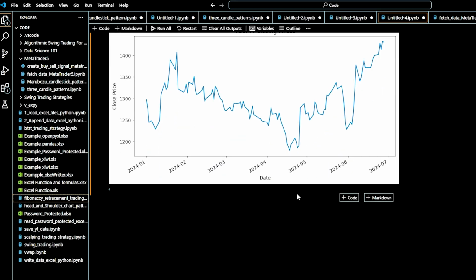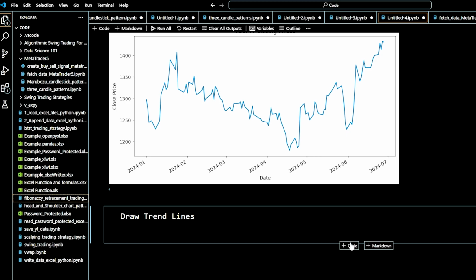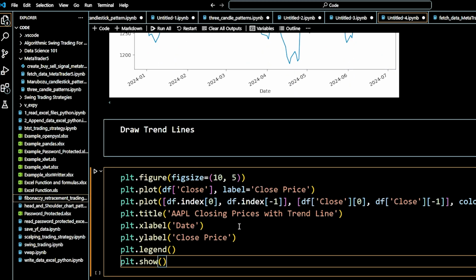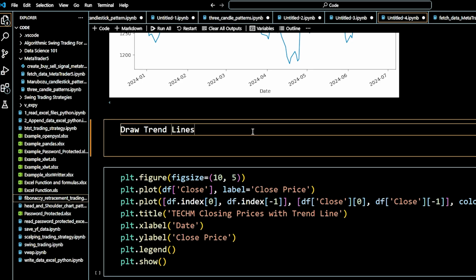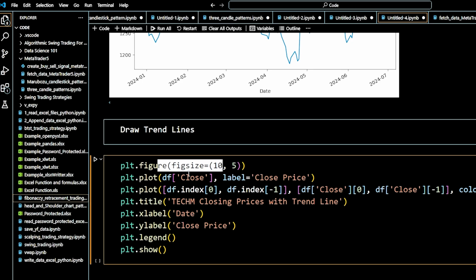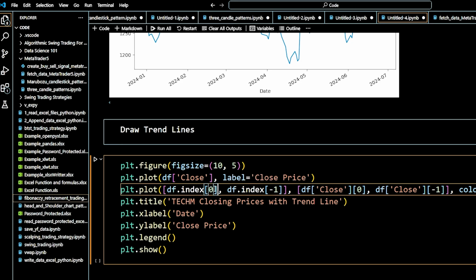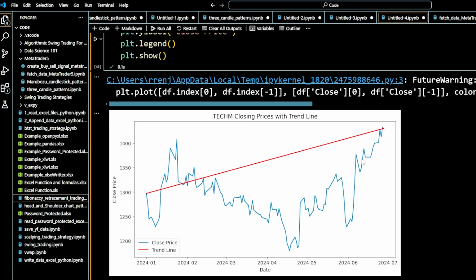Now let's draw the trend lines. So for that, let me write it down. To draw the trend line, we have the figure and then the close price, which is labeled as close price. Then we have the index, so we are taking the close price. This is the previous price, and we will color it red and label it as trend line. So this is the trend.